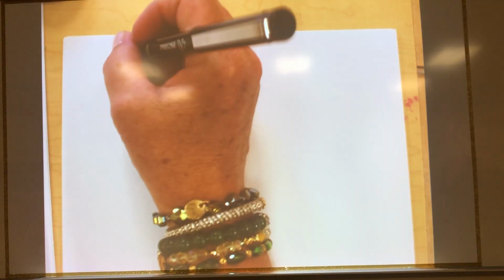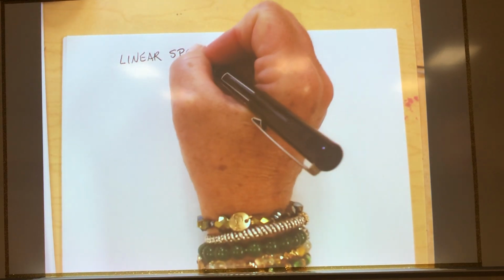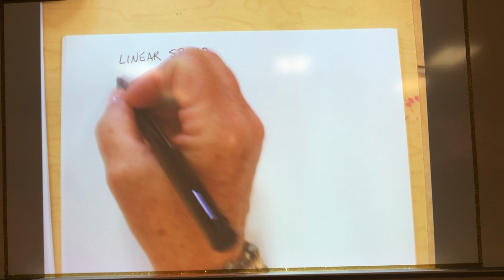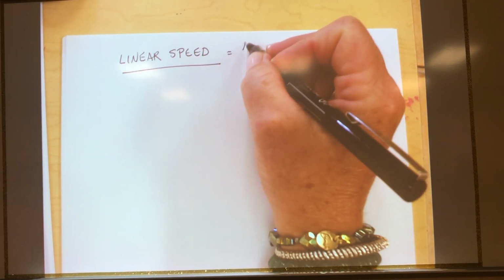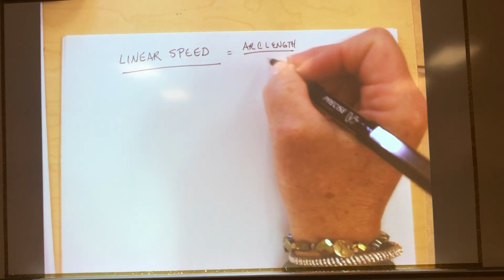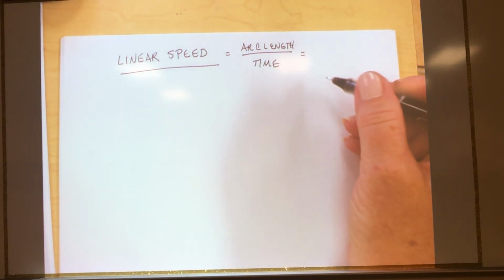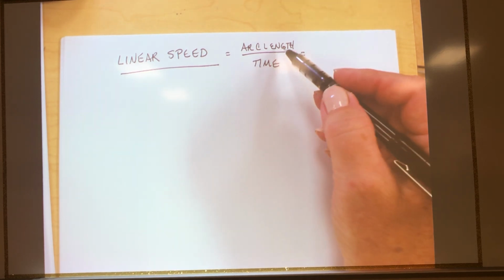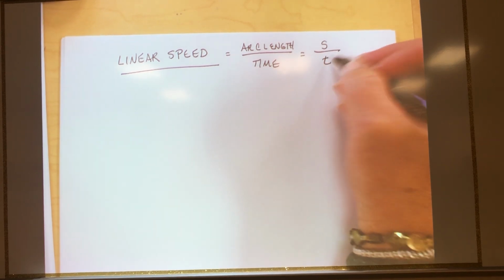Okay? All right, so here we go. You ready for the next one? Okay, so I'm gonna give you 2 more formulas. The first formula is called linear speed. Now, what did I say about these formulas? They're easy. We don't have to memorize them. So linear speed is equal to arc length over time. Okay, so let's write it with variables. What is arc length? S. And time is T.